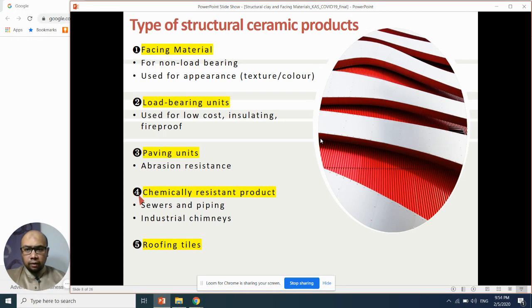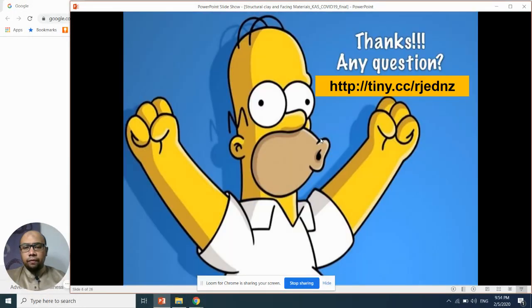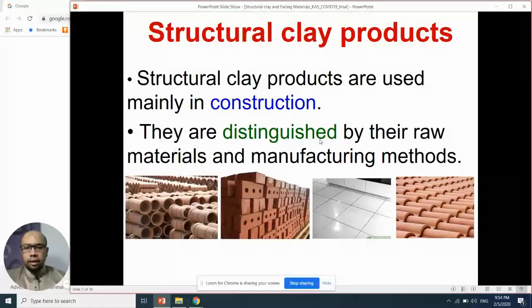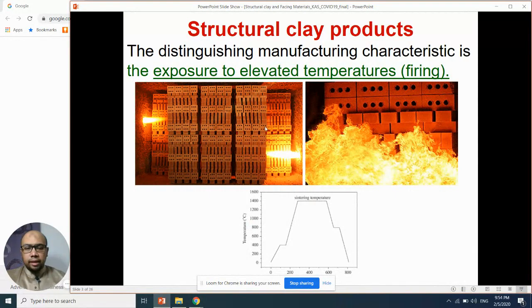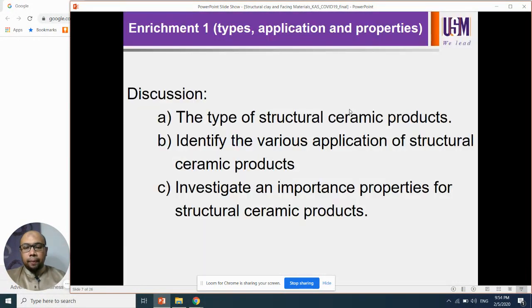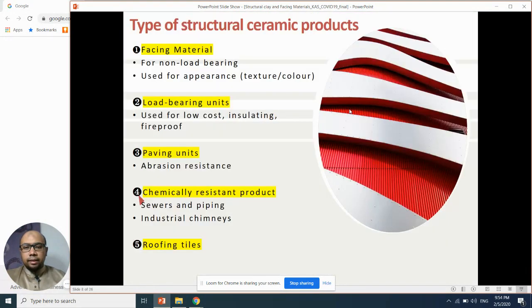Number one, facing material, or we call it face bricks for construction application. For facing material, we use for non-load bearing and also use for appearance as a texture and color. Okay, the example of facing material is here. Here like this. Okay, you can see the face brick. This one we call face bricks. Okay, and then second one is for the load bearing units used for low cost, insulating and fireproof.